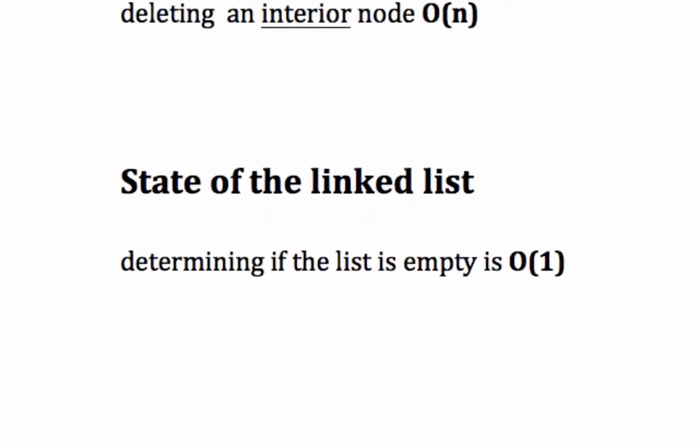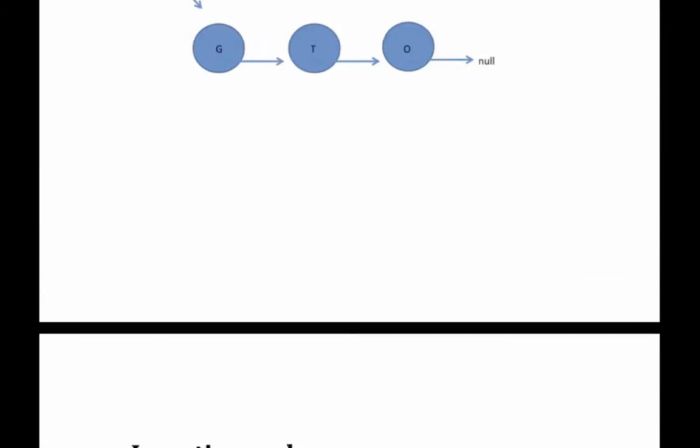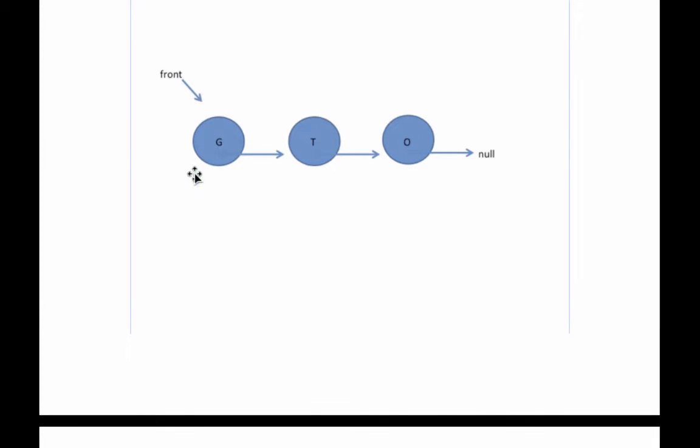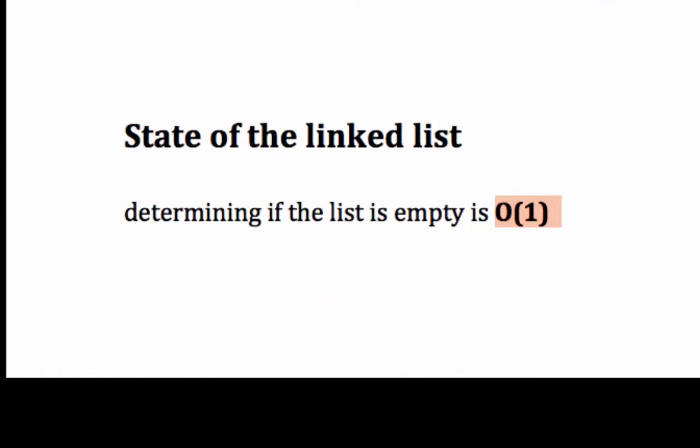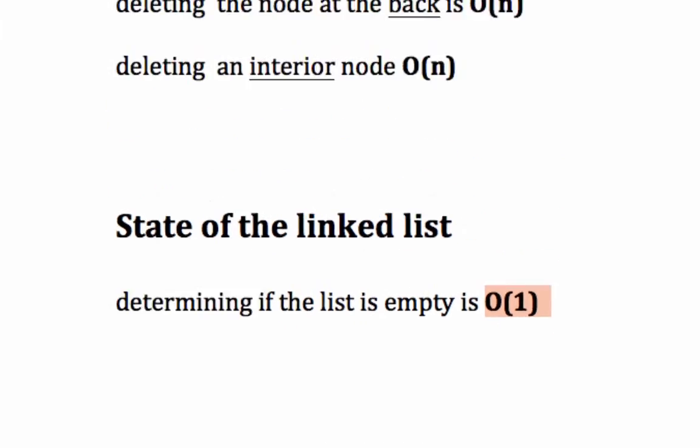Let's talk about the state of the list. A question that is always asked is, is the list empty? Is the collection empty? For that we built a Boolean method, and determining whether or not it's empty is independent of the size of the data, because we have a reference called front that lets us know where the first node is. So what we do is check whether front is null. If front is null, then we know that the list is empty. So finding whether or not the list is empty is independent of the size of the data.